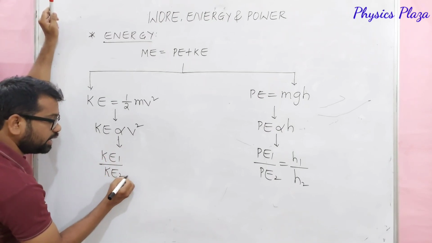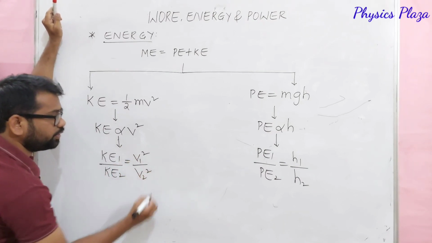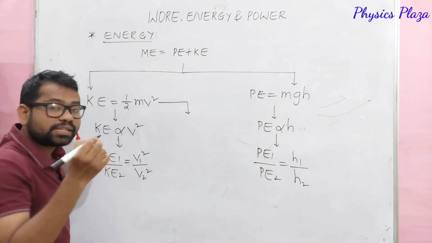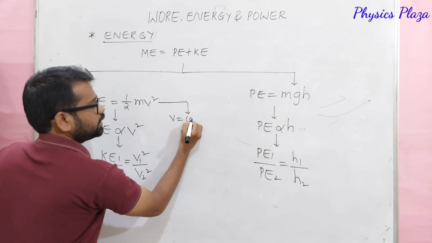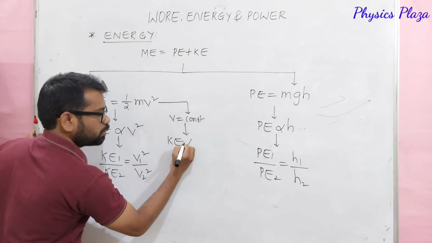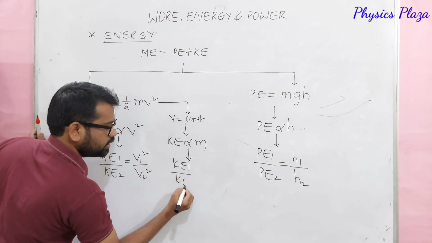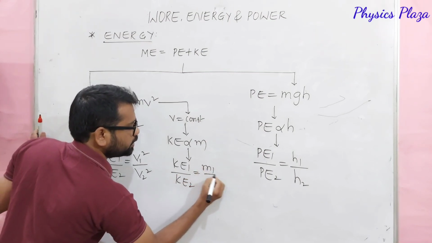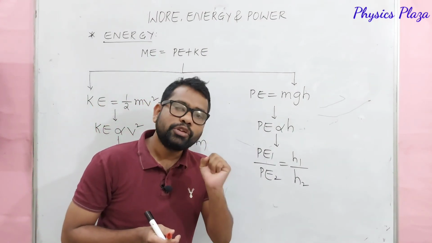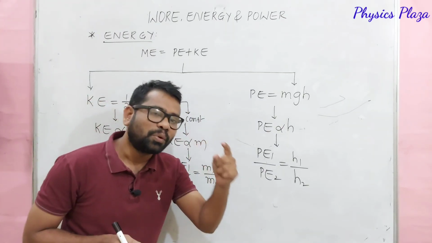If you want to compare the kinetic energies, then we can use this formula, that is v1 square by v2 square. Children, even if it is given that its velocity remains constant, then we can write kinetic energy is proportional to mass. So from this we can write KE1 by KE2 is equal to m1 by m2. That is, children, if both bodies are moving with the same velocity, which body will have more kinetic energy? The body with more mass will have more kinetic energy.